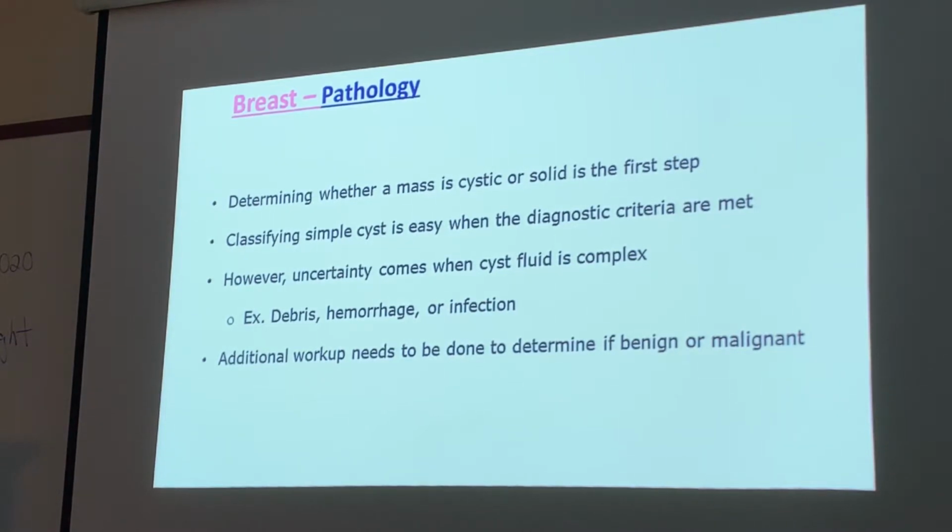Okay? So when it comes to those complex and complicated cysts, then additional workup needs to be done to determine if that cyst is either benign or malignant. So the only way you can tell if it's benign is if it's a simple cyst. A simple cyst will be benign. But if it has any kind of internal echoes, debris, anything like that, there's a chance that it could be malignant. Any kind of solid structure within there, there's a chance that it could be malignant.